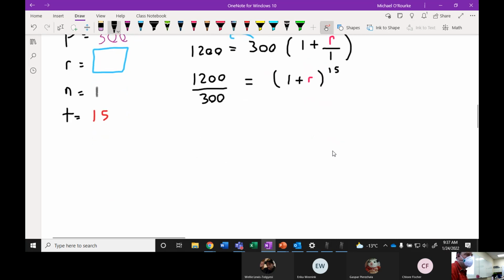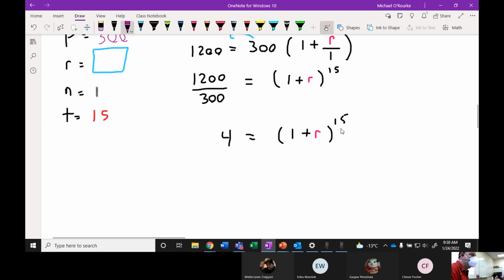Does that make sense so far? Which will equal 4 equals 1 plus r to the power of 15. And you guys have already done this question this year. You don't remember, so I shouldn't say that. There's not an R button on there.